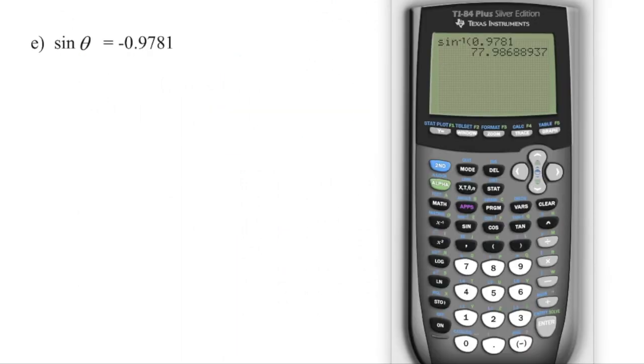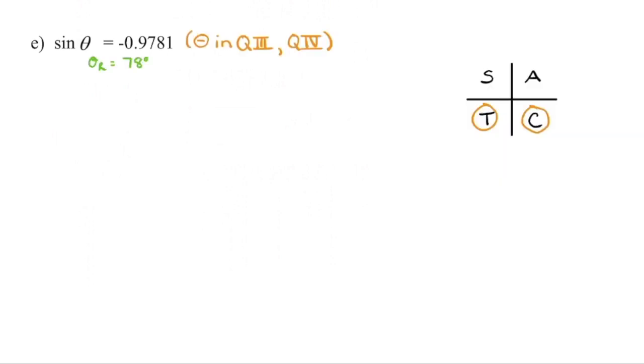And one more time here. So we have a negative ratio. When we're getting that reference angle, just ignore the negative sign and enter 0.9781, and then figure out which quadrants our terminal arm will lie in.